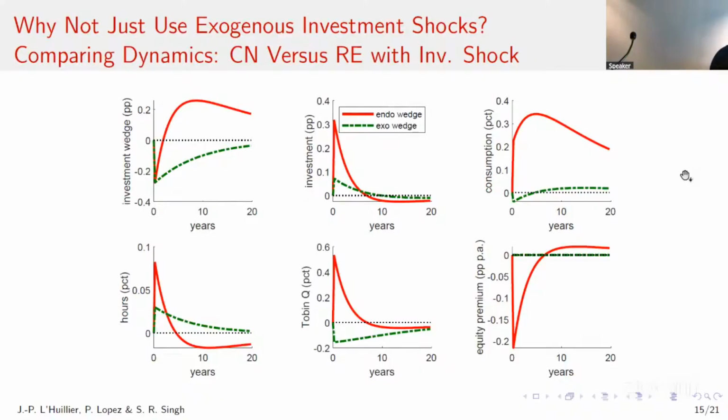And the key thing that I want to emphasize here is that the investment shock implies a negative co-movement between investment and consumption. That is well known. And a negative co-movement between investment and Tobin's Q. Why? Because the investment shock has done nothing to really change the valuation of the firm, at least on impact. However, you've made investment more efficient. The capital stock increases, and so Tobin's Q falls. This is different from our endogenous wedge, which leads to a positive co-movement between these variables.